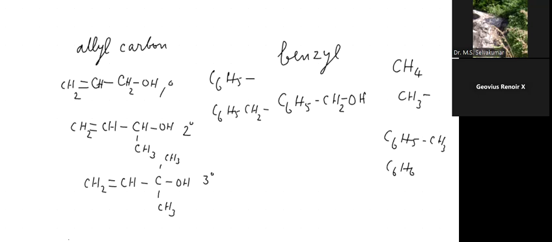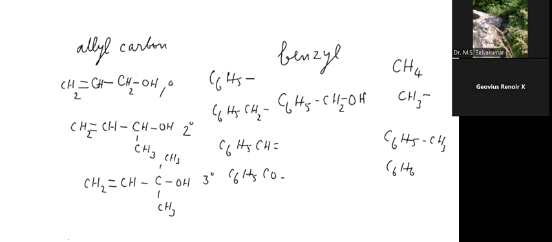Suppose I write C6H5CH with two vacancies, it is called the benzal group. Similarly, the C6H5CO group is called the benzoyl group. So there is benzoyl chloride, benzal chloride, and benzyl chloride, something like that. So this is called benzyl alcohol.